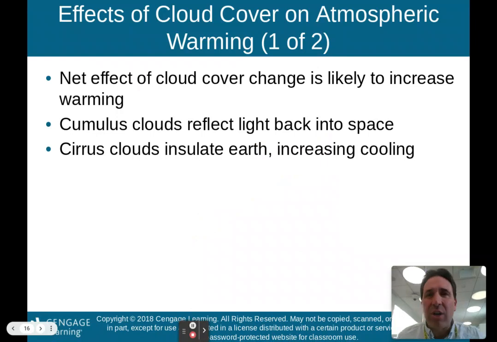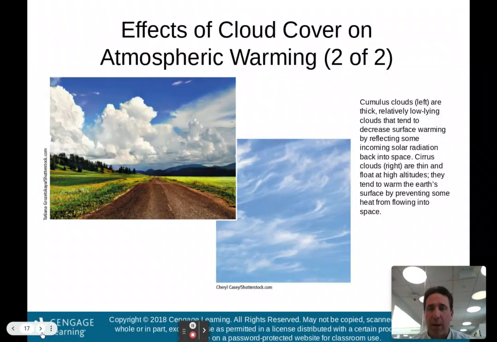What effects does cloud cover have on atmospheric warming? Well, the net effect of cloud cover change is likely to increase warming. Cumulus clouds actually reflect light back into space. Cirrus clouds insulate Earth, increasing warming. So, unfortunately, the net effect is going to increase warming. If we see fewer clouds out there, there could potentially be more warming.